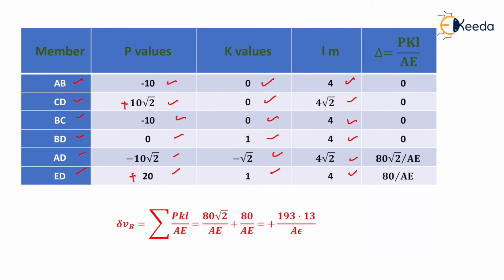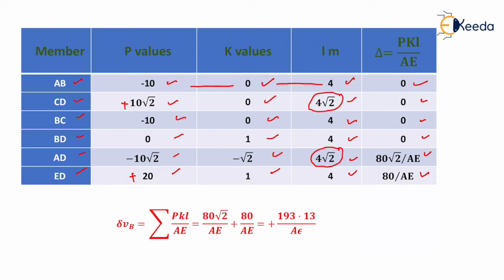Now where does this 4 root 2 come from? This is by Pythagoras theorem. We had determined this 4 root 2 by the Pythagoras theorem. Now all the other values of L are already given in the question. Now we can just determine the pKL upon AE. If we multiply these three values, then its product will be equal to 0, so we just write here 0. Now for CD, BC and BD, the pKL upon AE value will be equal to 0. Now for AD and ED, for AD it will be equal to 80 root 2 upon AE, and for ED it will be 80 upon AE.